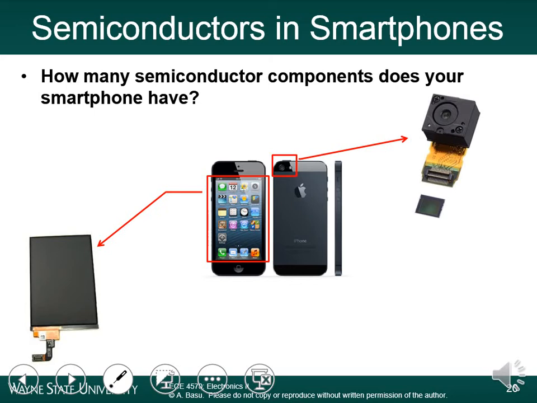Microprocessor. The microprocessor, of course, is the brains of the device. This is a CMOS device made from silicon. Memory, the memory and the hard drive. This is also CMOS, made from silicon.